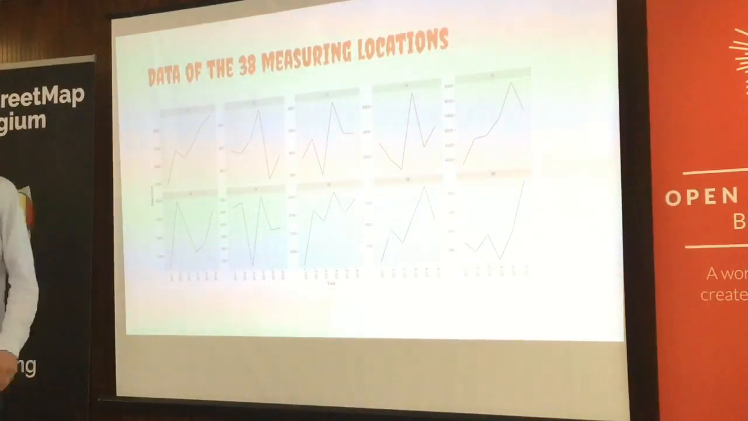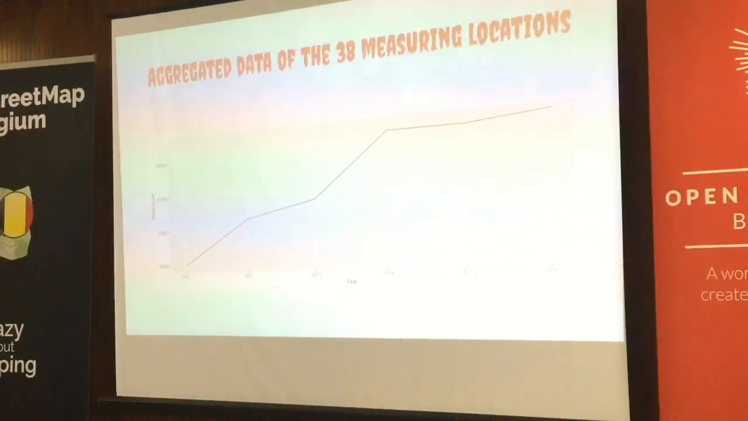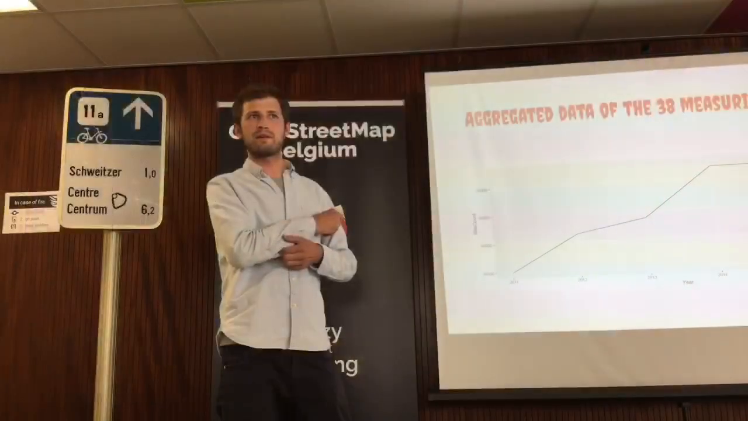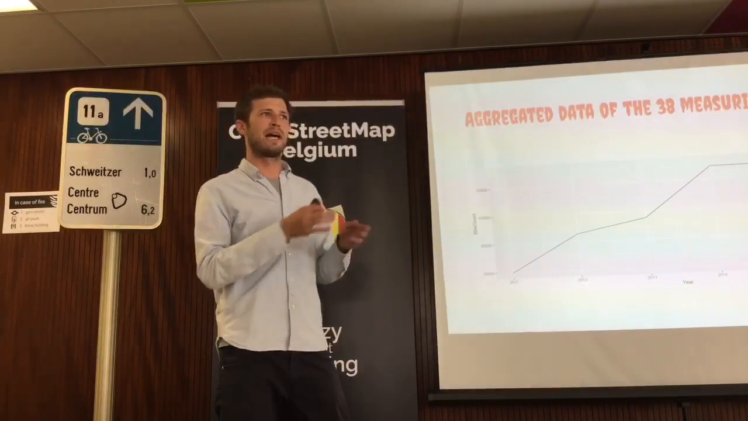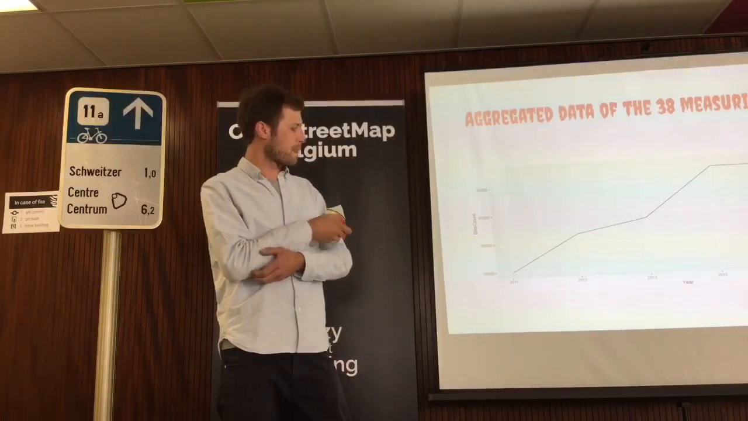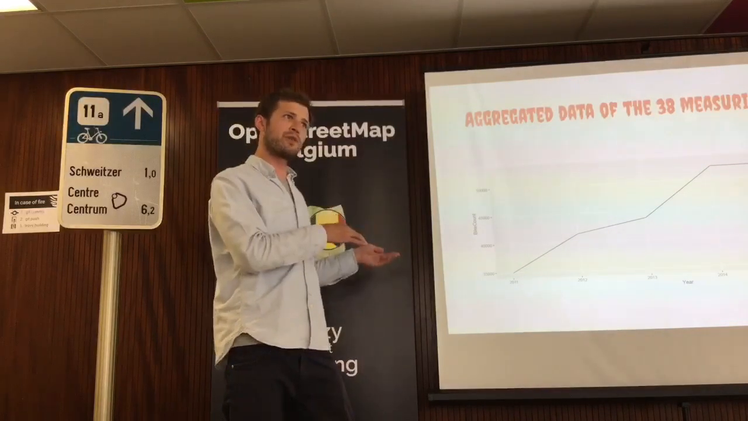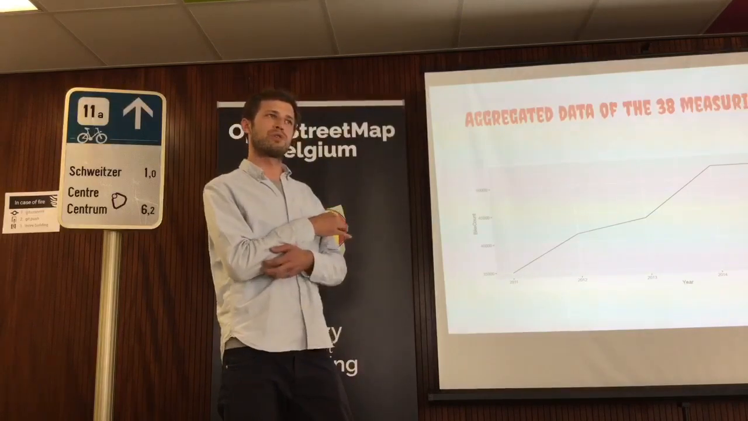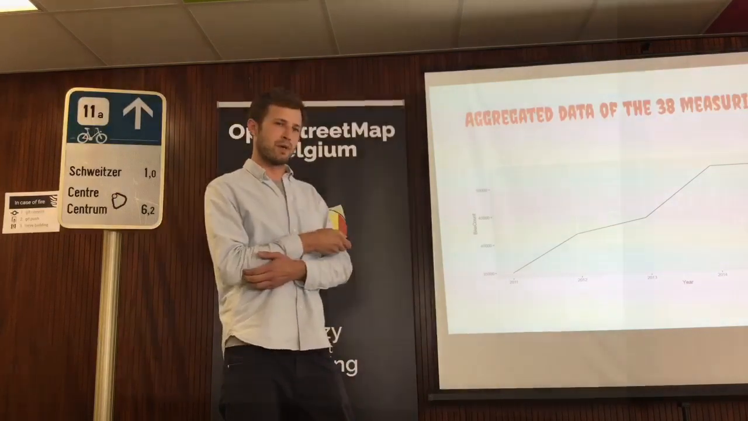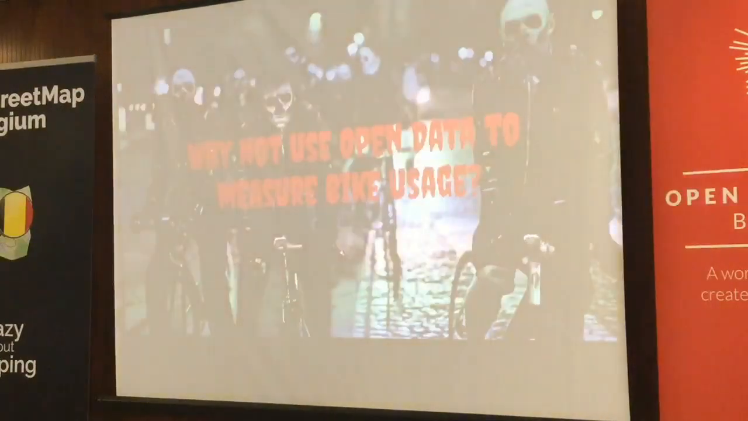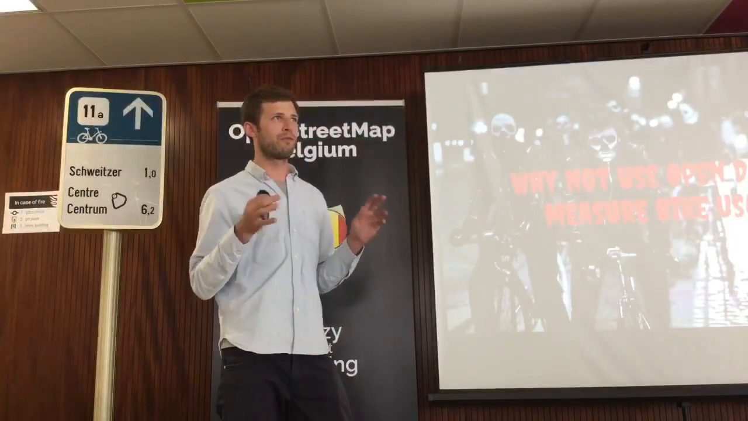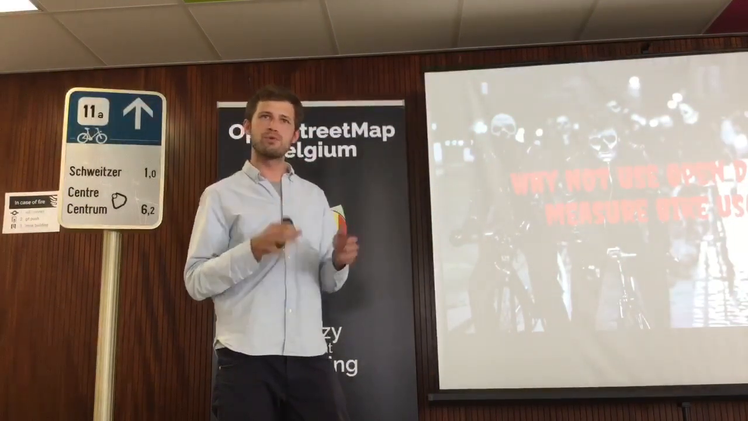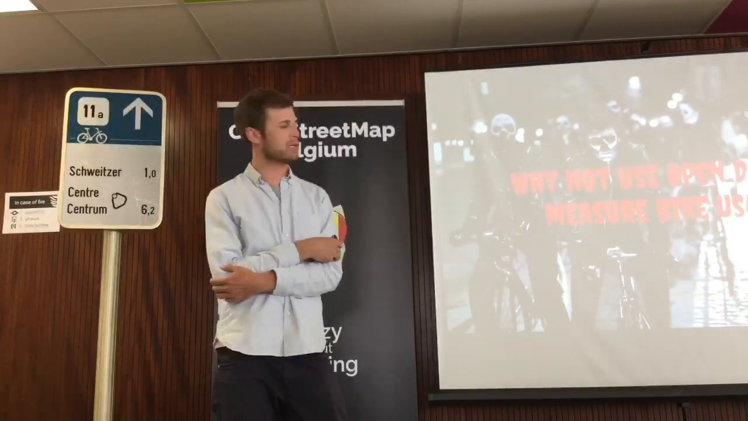And what they're publishing here is this graph. And if you're a little bit into data and data science, you know this is not a great graph to come up with. The underlying data is super random. So this is really the only official data source right now in Hamburg, which is used to plan infrastructure. So I thought about why not use open data to measure bike usage. Just last week, I was contacting the official political person who's in charge of all this bike infrastructure planning.